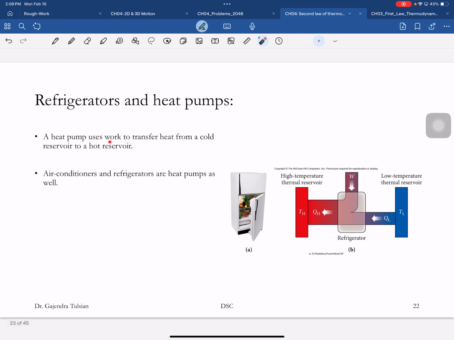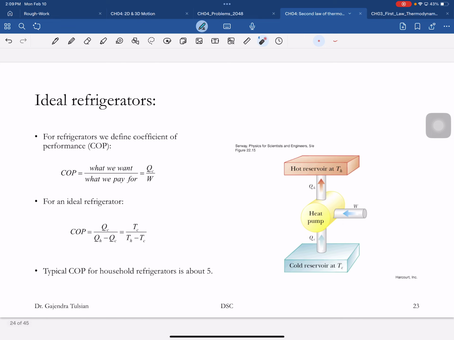So a heat pump is also a refrigerator. What does a heat pump do? A heat pump, right now it's cold. It will extract heat from the cold air outside and dump it in this room, into a warmer room. So same thing, it's extracting heat from the outside from a cold temperature and dumping it here. Air conditioners and refrigerators are heat pumps as well.